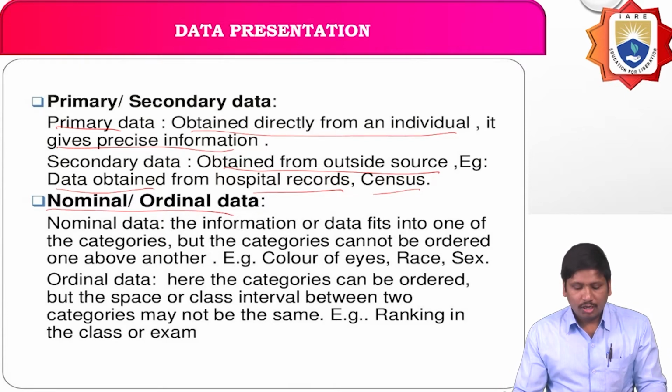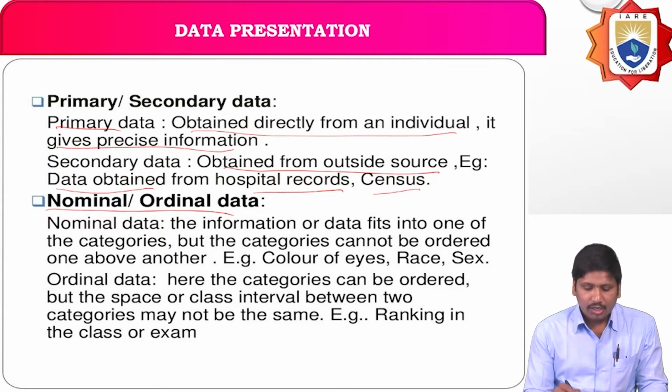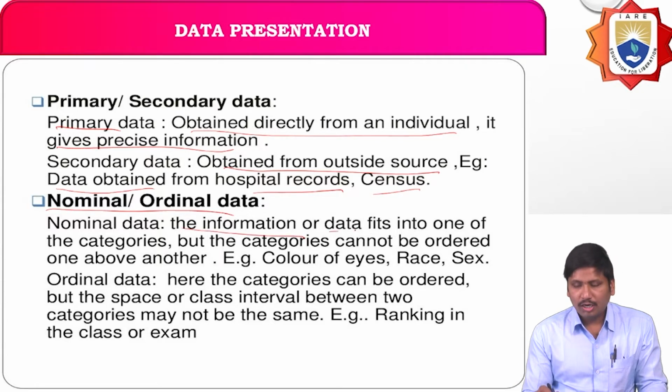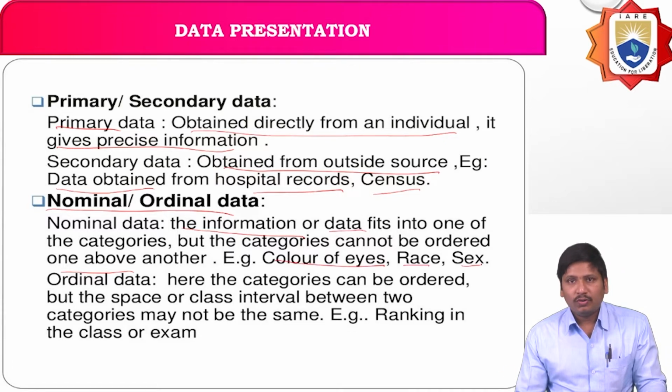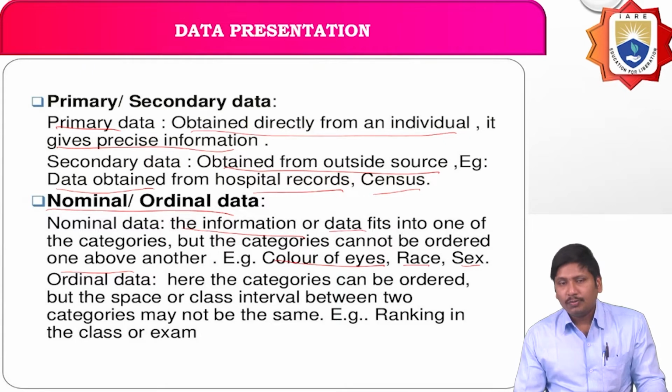So nominal and then ordinal data. What is nominal data and ordinal data? The nominal data is nothing but information or data that fits into one of the categories, but the categories cannot be ordered one above another. For example, the color of eyes, race, sex, like this. That should be treated as nominal data. So nominal data is information that can fit into one of the categories, but these categories cannot be ordered above one another. Suppose color of eyes, race and sex.